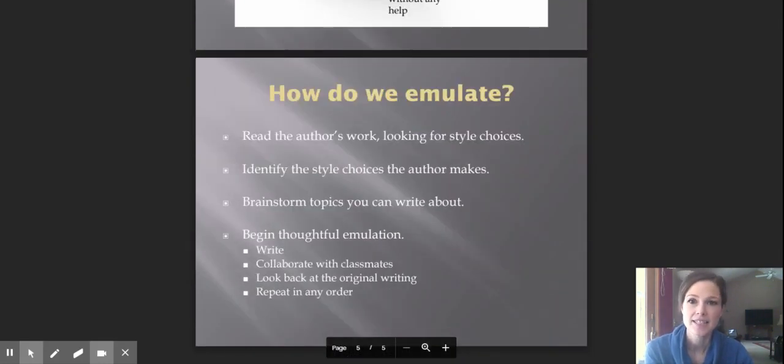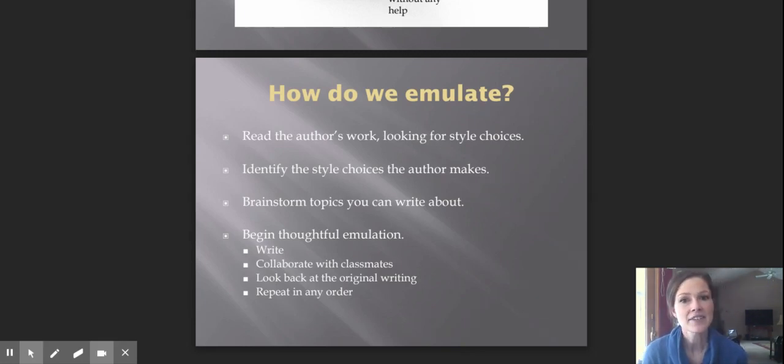So how do we do this? We read the author's work and we look for style choices. We're going to be doing that today. We identify the style choices the author makes, and then we start that thoughtful emulation. So we might write, you might talk to other people. We look back at that original writing, and so we're going to practice that today with a poem called Foul Shot.